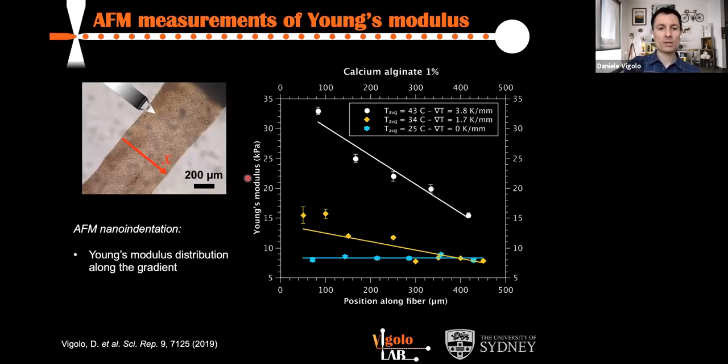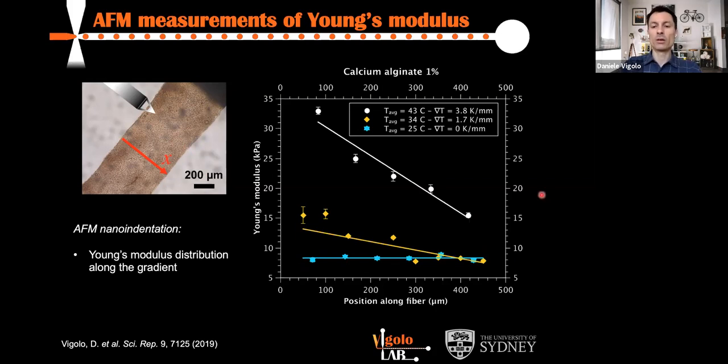As you can see here, we normally work with about 500 to 600 micron fibers, and by probing across this tissue, we can see that if the material is still produced within our microfluidic device but without a temperature gradient, we have a uniform stiffness across the material, and that's less than 10 kilopascal. But as soon as we impose a temperature gradient, we see the formation of a gradient of stiffness that is directly related to the concentration gradient we are creating.